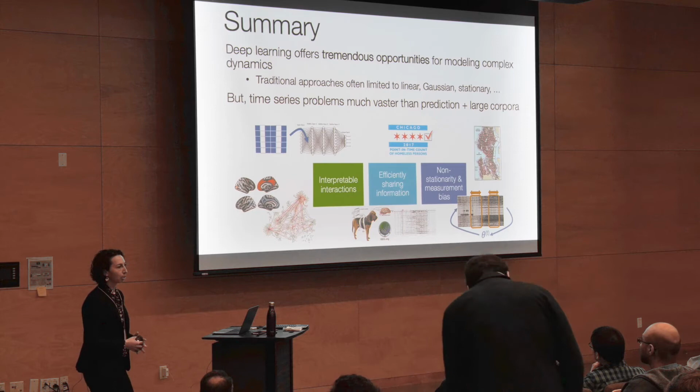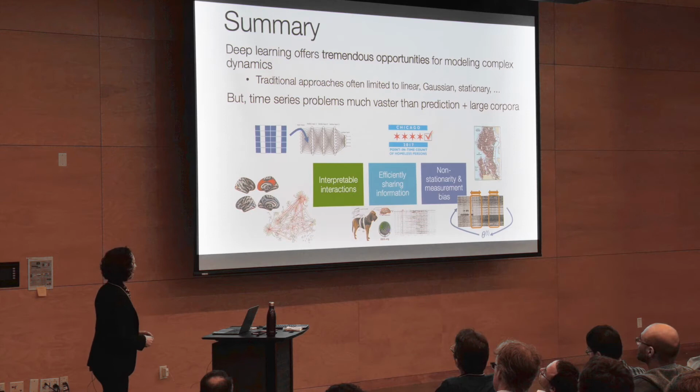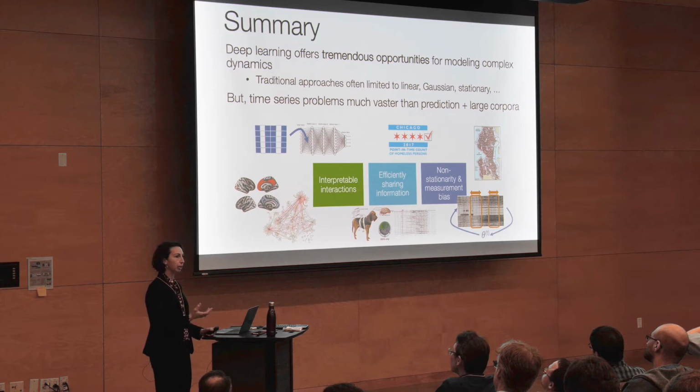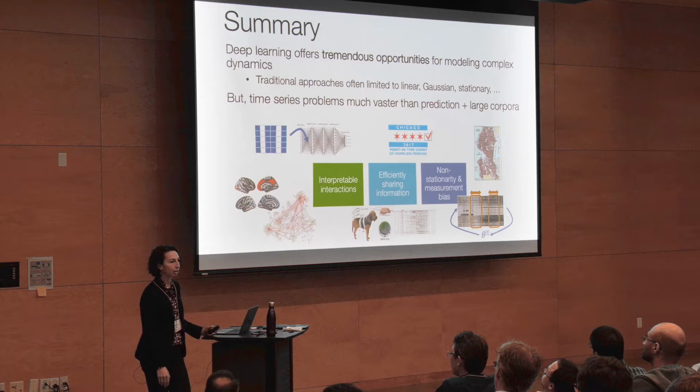But I think the problems of interest are much broader than just prediction using massive data sets. And we've explored two different notions in particular here of how we can think about applying structured sparsity-inducing penalties on the layers of these networks to help handle very limited data sets and get at notions of interpretability. That's just, of course, the start of what can be done here.